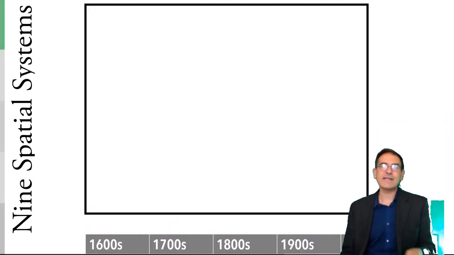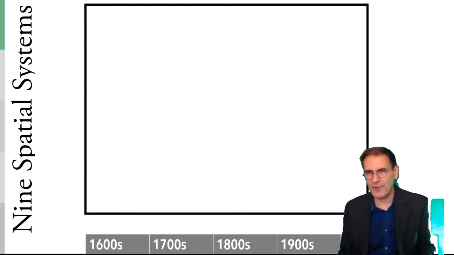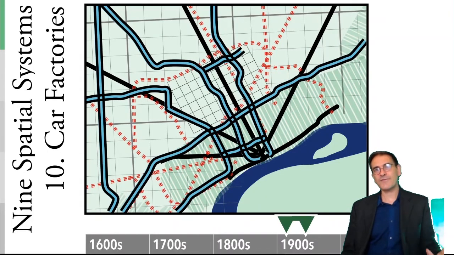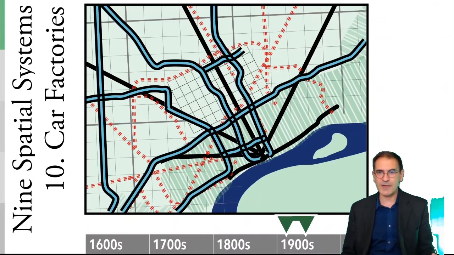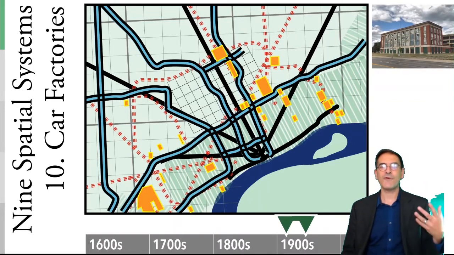Now, I promised 9 spatial systems, but there are actually 3 additional spatial systems that I want to talk to you about that Beckering and Liu talk about, but they don't actually build into their graph, but I think they're really important to look at. The first of those is the car factories. And we're going to talk a lot about the role of automobile production in the city of Detroit, but I think it's safe to say that all of you have an awareness that cars were really important for the city of Detroit, and car factories were incredibly important for the people of this city.